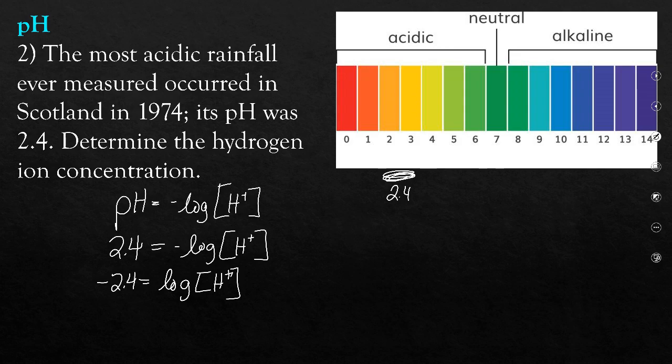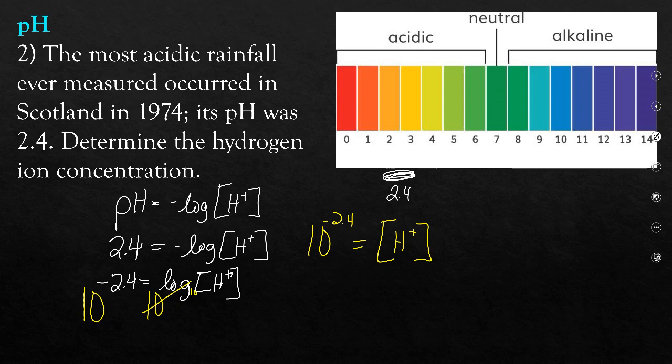And in order to get rid of log base 10, we need to exponentiate or rewrite in exponential form, 100%, whichever way you choose. I'm going to exponentiate because I know that's log base 10. So I can do 10 to the power of negative 2.4 equals 10 to the power of log base 10 of the hydrogen ion concentration.